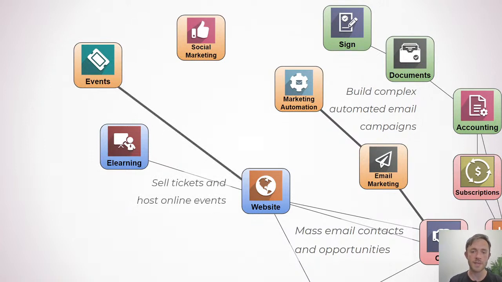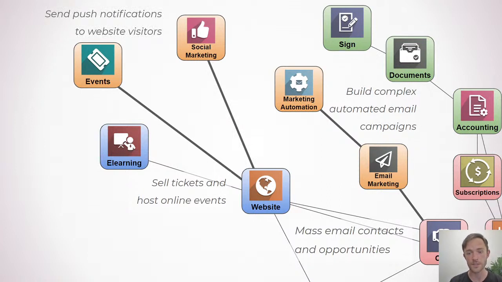Then the events app, it connects closely to website and e-commerce because you can advertise the events there and you can sell the tickets online. I didn't mention this earlier, but the social marketing app can actually also be used to send out push notifications to people that browse your website and maybe browse specific pages of your website. And the website also has a connection to marketing automation because if you want, you can use marketing automation to automatically email people that abandon an online shopping cart, for example.